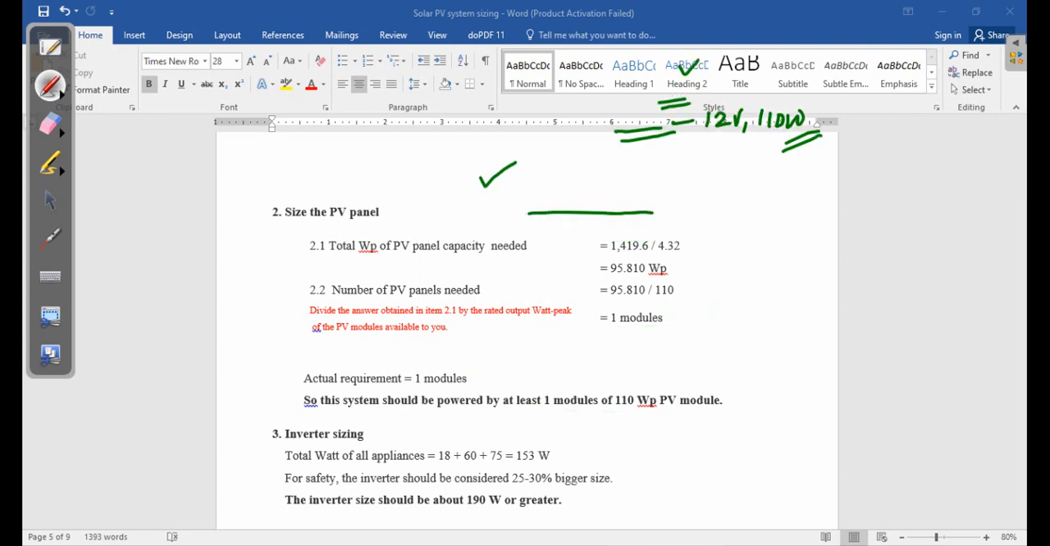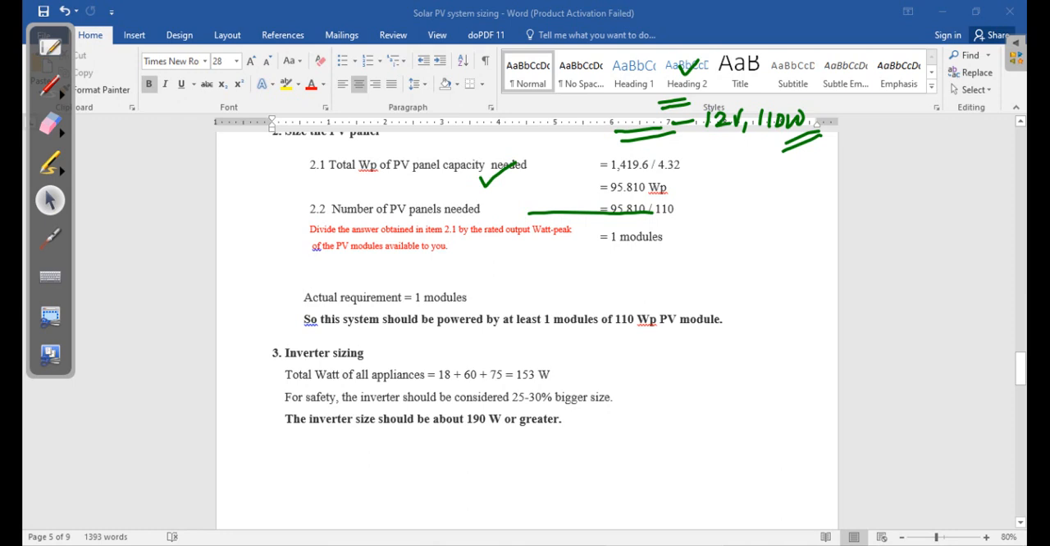Next factor we have to consider is inverter sizing. How do you select the inverter sizing? For example, we know the wattage of the appliances: 18 watt for the tube light, 60 watt is the fan power rating, and the refrigerator power rating was 75 watts. The total was 153 wattage.